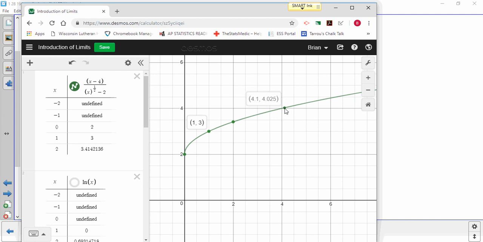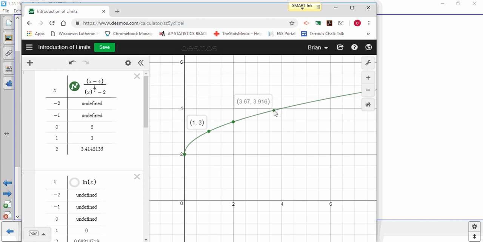All right, as I get closer to 4, 4.1, 4.08, you can see that it appears to be going to, look at the y value, 4, right? Well, if I actually plug in 4, it's undefined. It's undefined because you can't divide by 0, right? So if you actually plug in 4, it's undefined because you can't divide by 0.